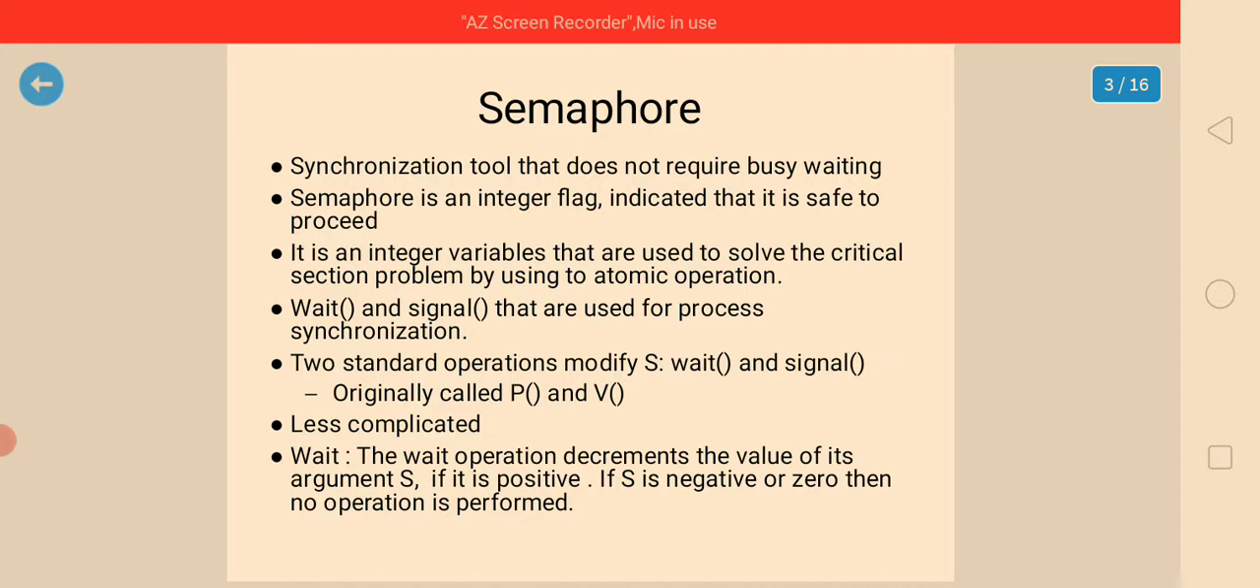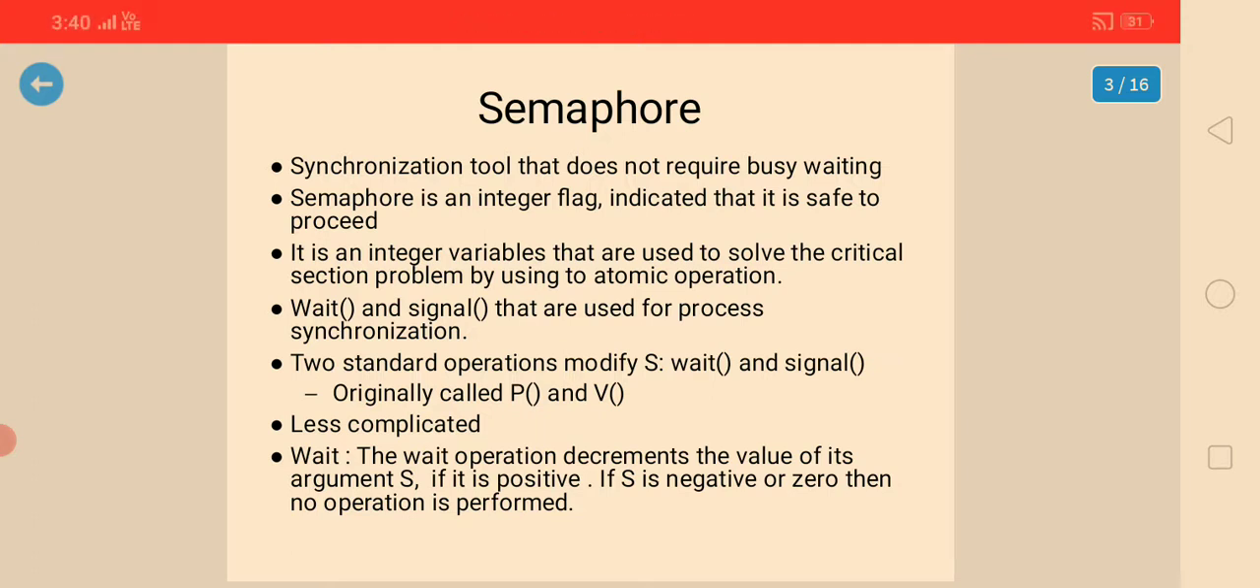So semaphores are integer variables. A semaphore is a type of integer variable. What is this semaphore used for? To solve the critical section problem by using atomic operations. In semaphores we use two operations, wait and signal. What are these two operations used for? To solve the critical section problem. Here wait and signal are used for process synchronization.